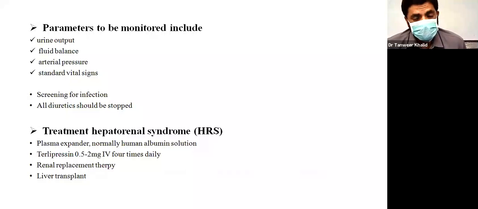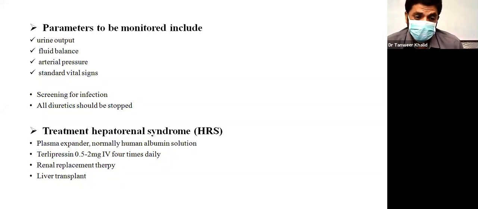These are the parameters to be monitored. It includes urine output, fluid balance, arterial pressures, and standard vital signs. Screening for infection should be done as infections are a common cause of hepatorenal syndrome, and all diuretics should be stopped because diuretics can also cause renal injury.